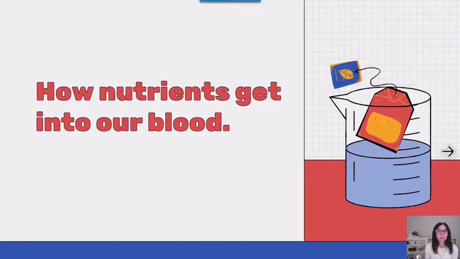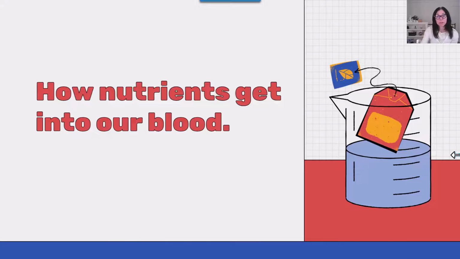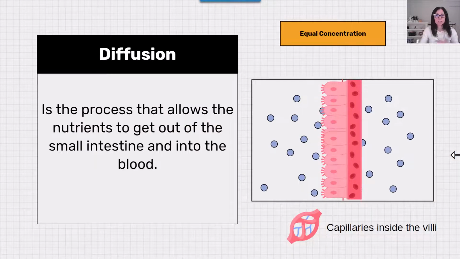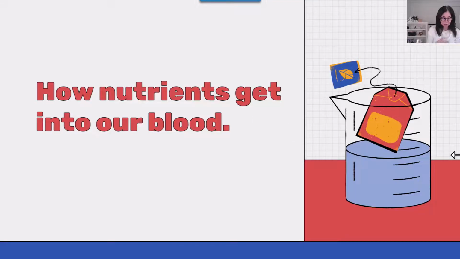And this is what is happening when your nutrients are going from your small intestines to your bloodstream. Now, this is a process called diffusion, and it is a process that happens in the small intestines, but that's not the only place. Diffusion is a process where things are moving from a high concentration to a low concentration, meaning more of something on one side than the other. So I'm going to go ahead and show this to you again, and I want you to watch.